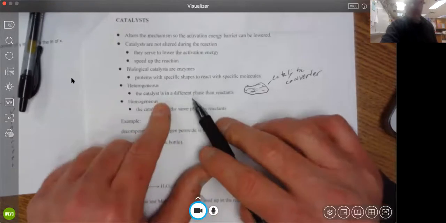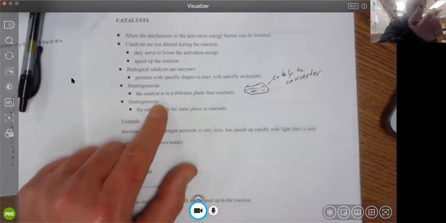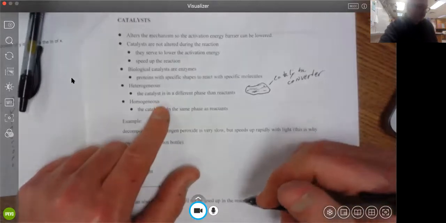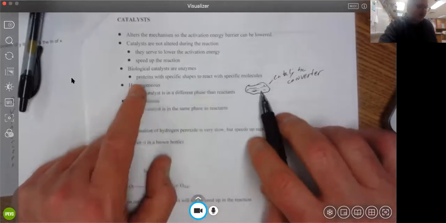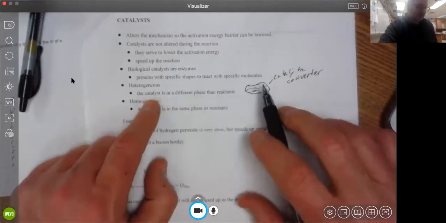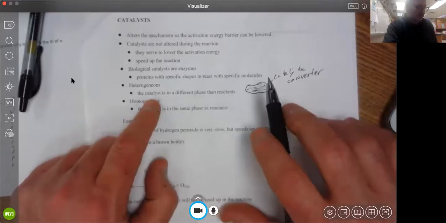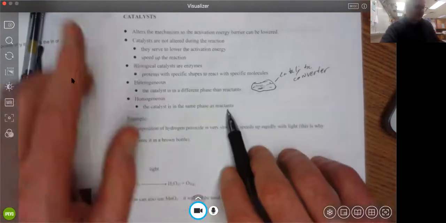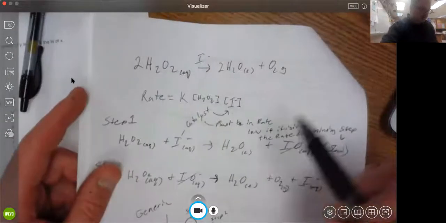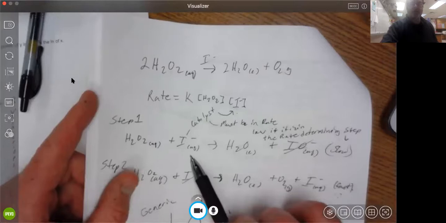The products of the combustion of gasoline are gas, they're vapors, right? So that would mean that the catalytic converter is a heterogeneous catalyst, meaning that since this is solid and the reactants going through it are gases, they are in different phases. A homogeneous catalyst is in the same phase as the reactants. So if we take a look here, aqueous, aqueous, homogeneous catalysts.